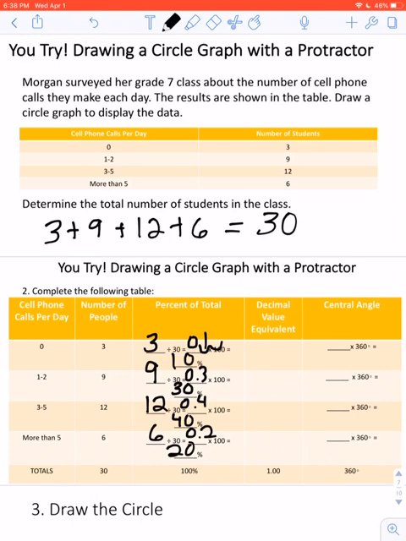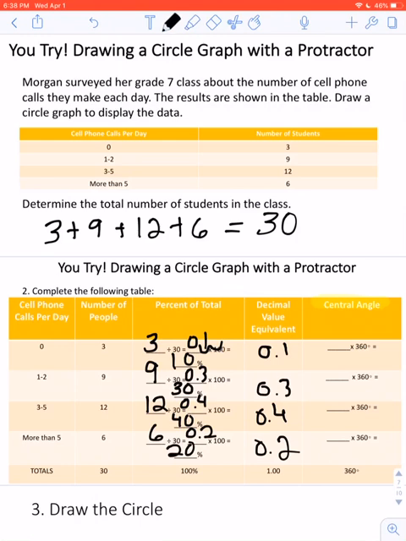Decimal value equivalent. Well, I already have the decimals here, so I'm just going to copy them. 0.1, 0.3, 0.4, 0.2. Same thing again. If you want to add those up quick or check your calculator to make sure that they add up, you can do that. So 0.1 plus 0.3, 0.4, 0.4 plus 0.4, 0.8, 0.8 plus 0.2 is 1.0. Now, the final step is to find the central angle. That is where I would figure out how big this would be on a circle graph.